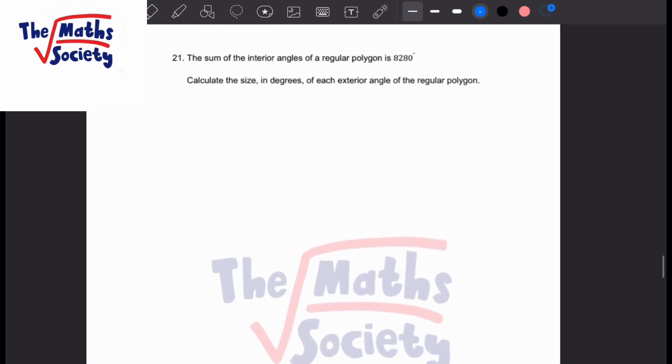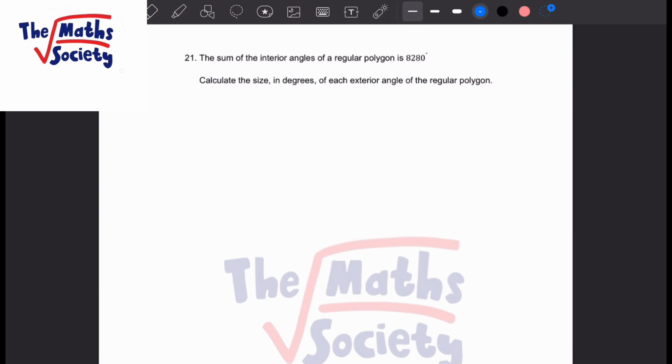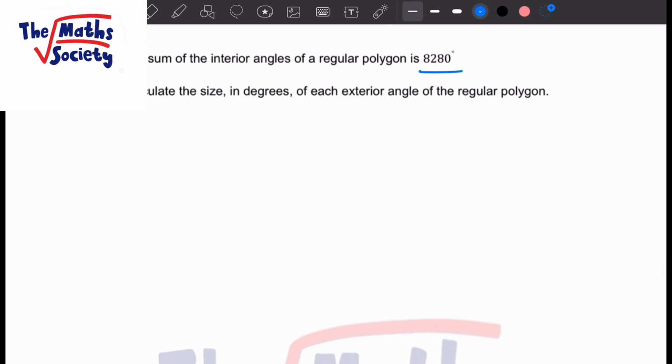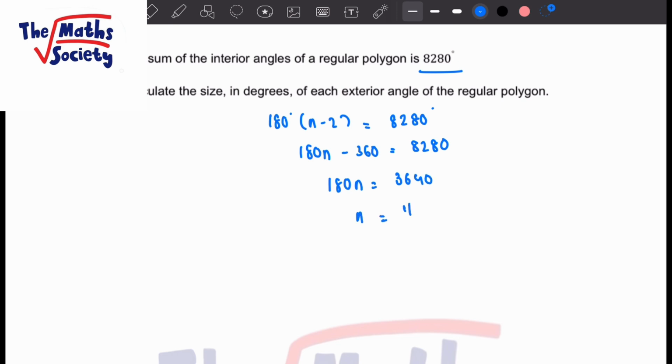Okay, so now for 21, it says that the sum of the interior angles of a regular polygon is 8280. Calculate the size in degrees of each exterior angle of the regular polygon. So we know the formula: 180 degrees times n minus 2 equals 8280, which means 180n minus 360 equals 8280, 180n equals 8640, which means divide it, you get 48.